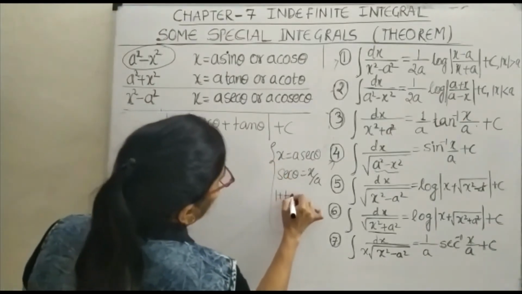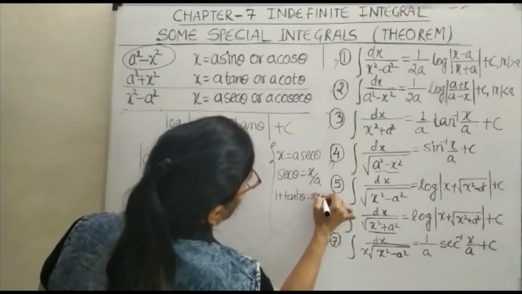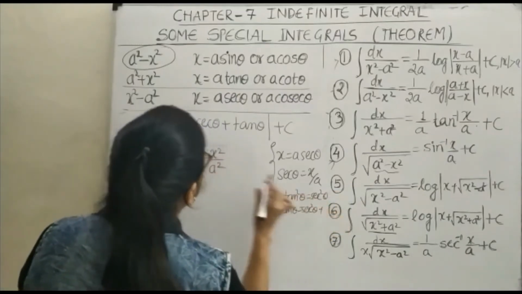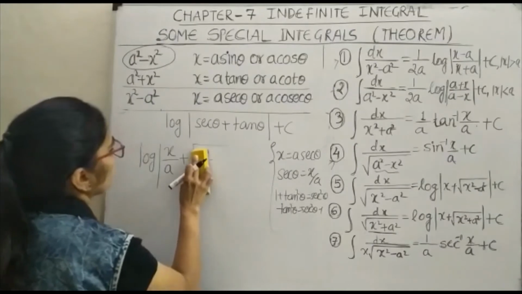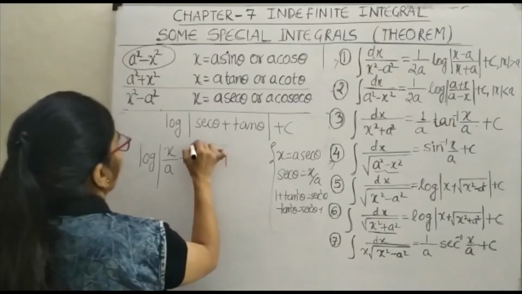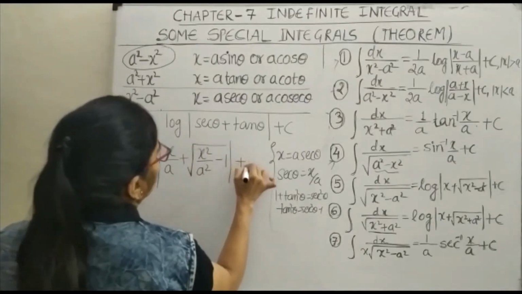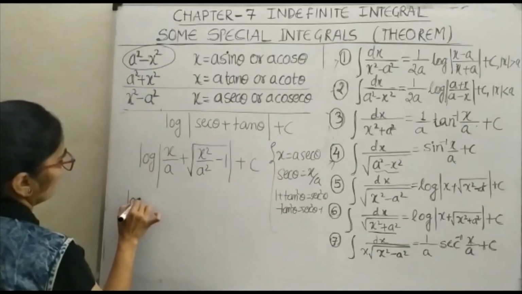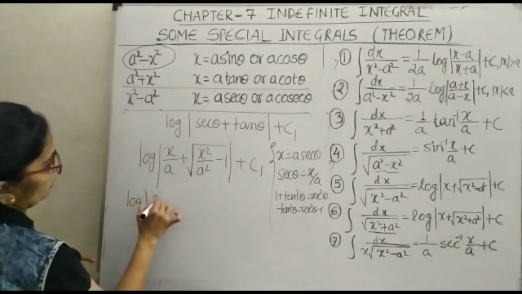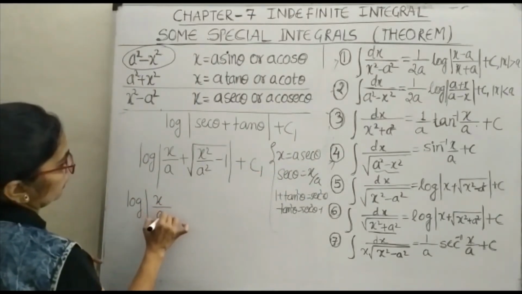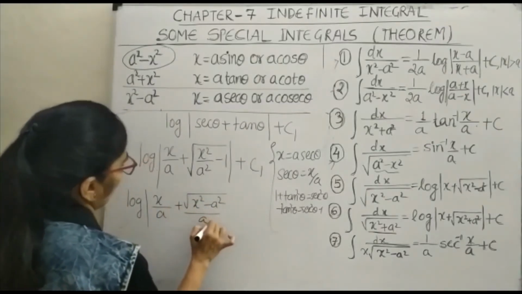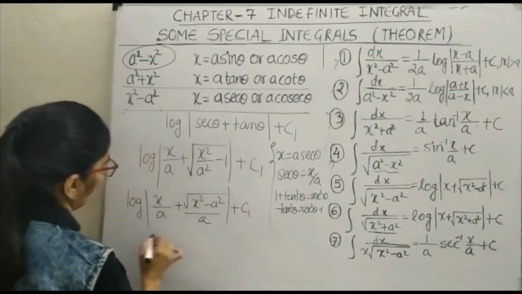You can see here 1 plus tan square theta is equal to sec square theta. So what will be a tan square theta? That is sec square theta minus 1. So this will be x square upon a square minus 1 plus c, right? Now this log, here instead of c we can take c1. This takes the form, just see here, x upon a plus under root x square minus a square upon a plus c1.